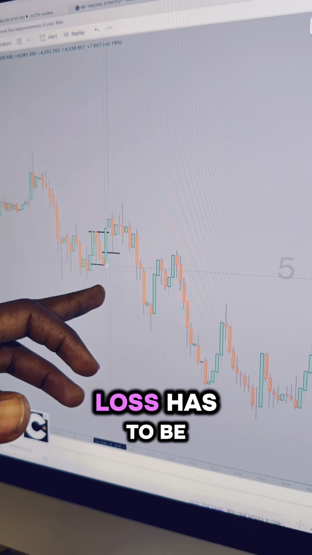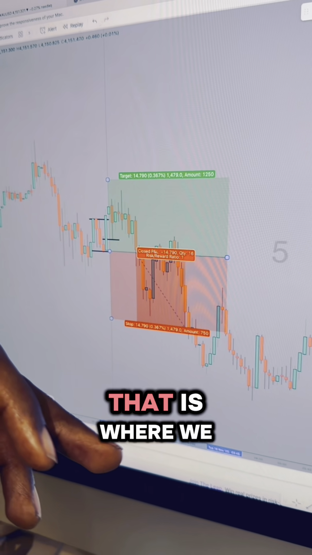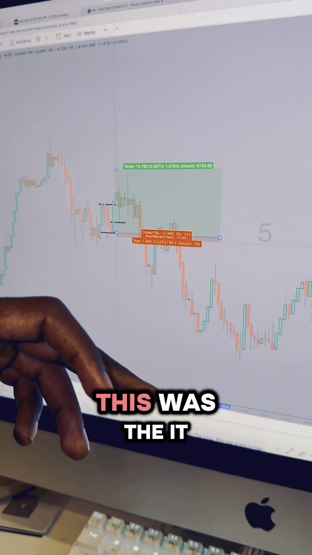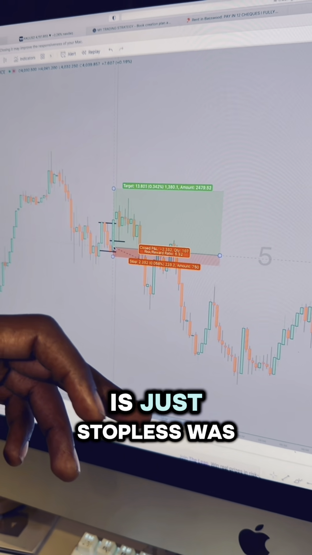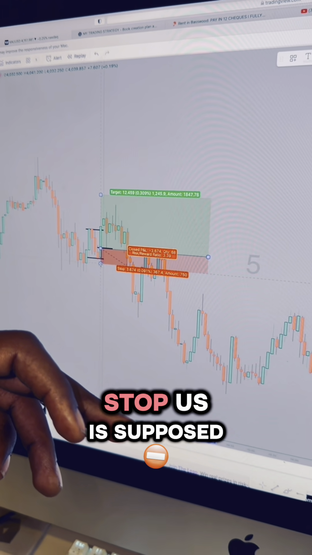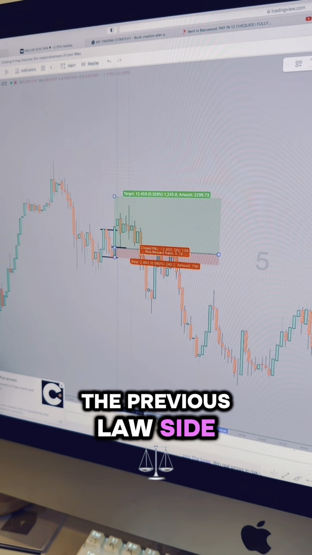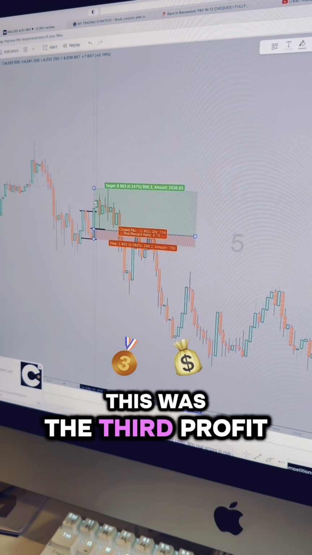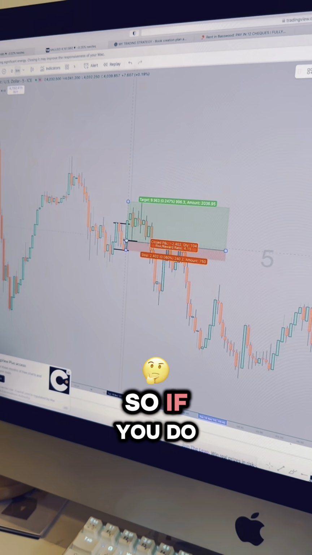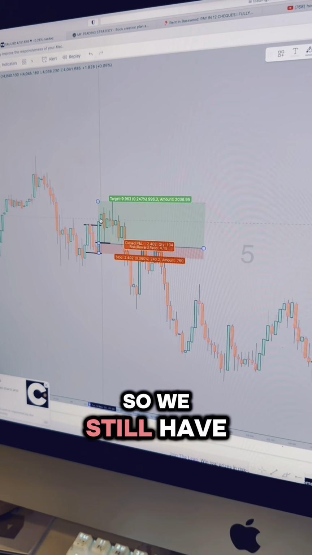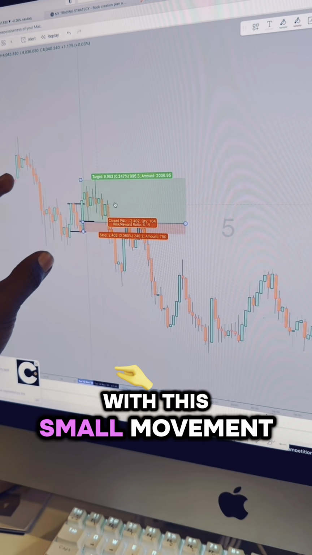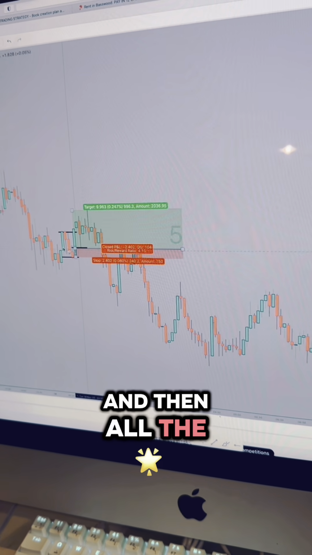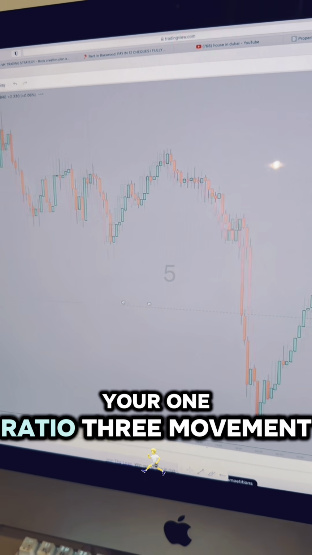Our stop loss has to be on the previous low side. That is where we are supposed to be putting our stop loss, which is around here. Stop loss is supposed to be here on the previous low side. So let us see the risk reward ratio, because this was the take profit. So if you do like this, this is 1. So we still have 1:3 even with this small movement. You just have to consider that the stop loss has to be on the previous low or the previous high, and then you get your 1:3 movement.